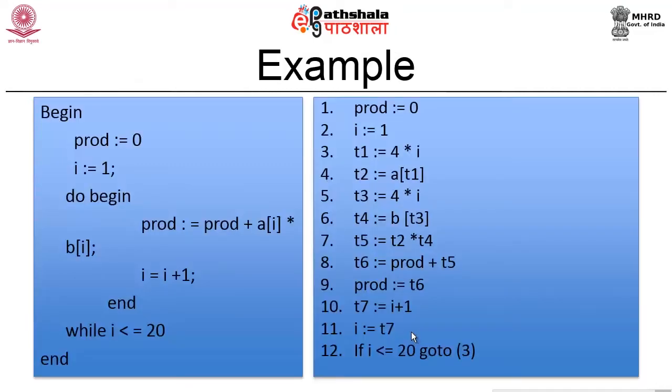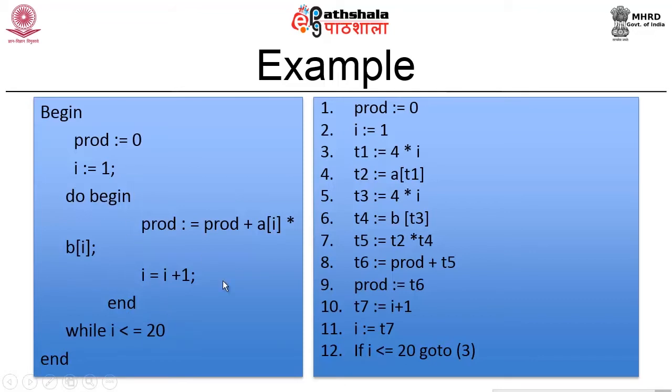Let us take this example. This is the input: prod equal to 0, I equal to 1, prod equal to prod plus a of I into b of I, I equal to I plus 1, and then end. This is a do while, while I less than or equal to 20.